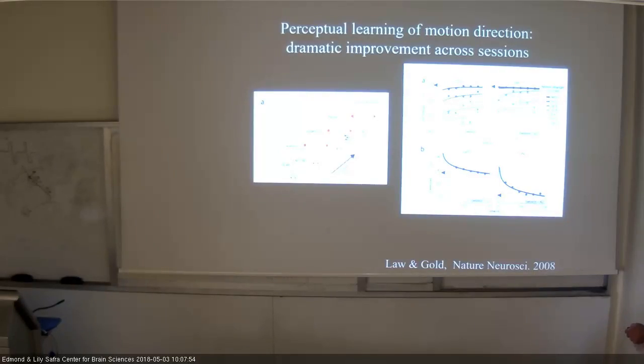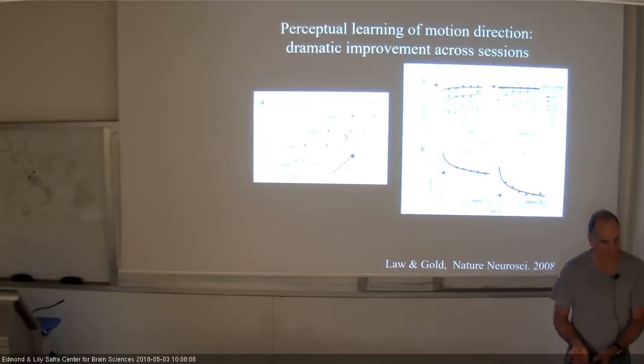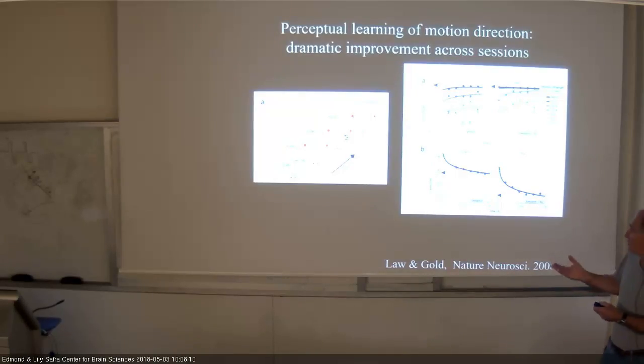Another way to look at this is to ask, as a function of time, how much time the stimulus was on the screen, how does your threshold drop? If the time is longer, you can integrate information over longer periods, and therefore you expect that the threshold in terms of coherence level would drop, right?